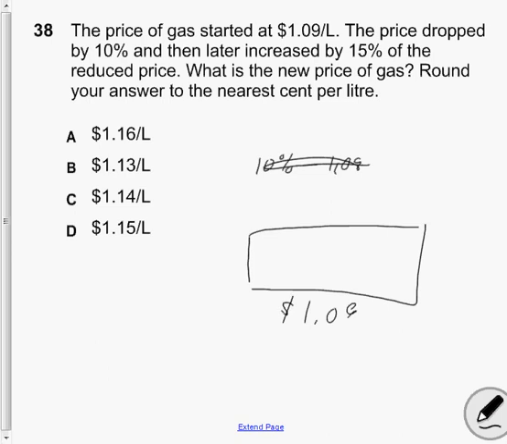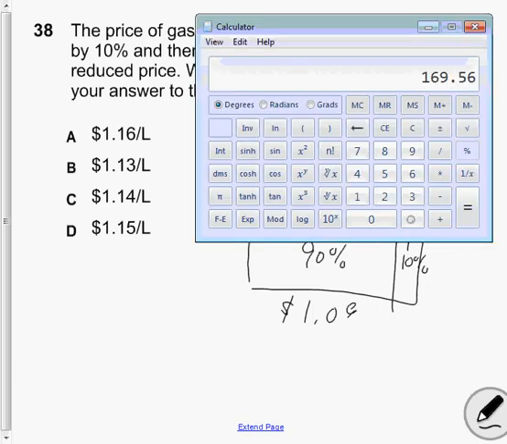Here's your $1.09. If it drops 10%, then 10% would be taken off the price, which means you are paying for 90% of the $1.09. If 10% is dropped, you're still paying 90% of the $1.09, which means the new price of gas is 98 and a tenth cents per liter.